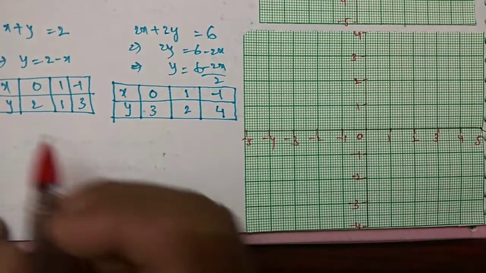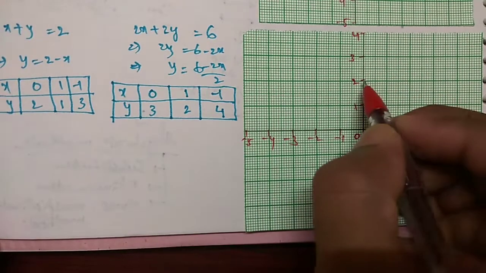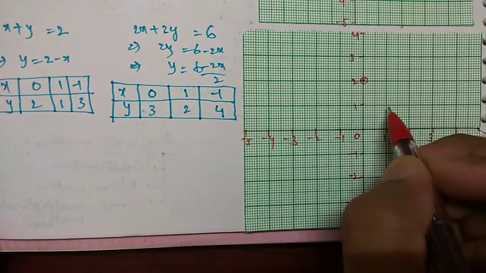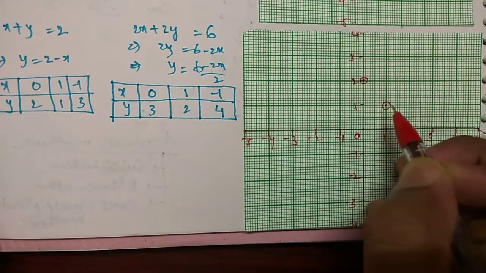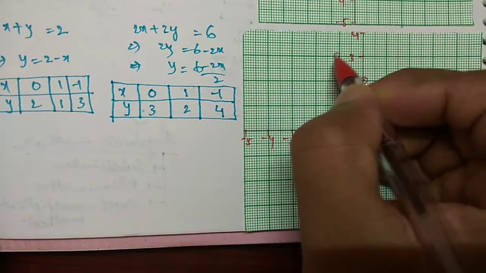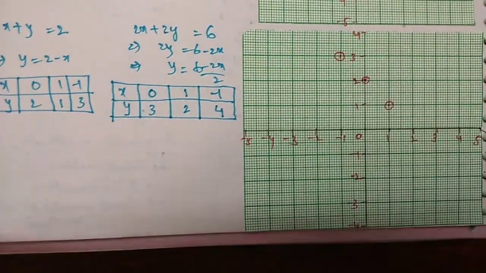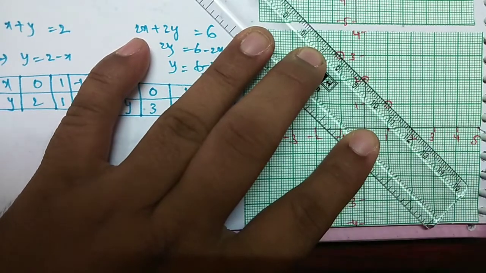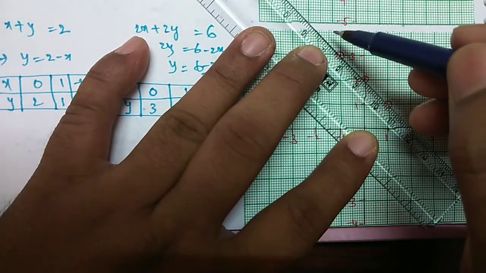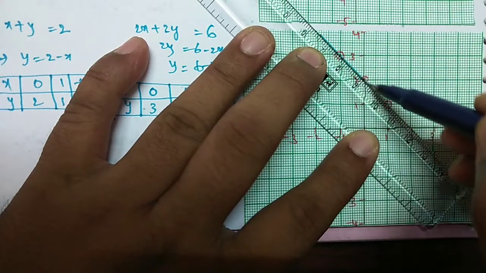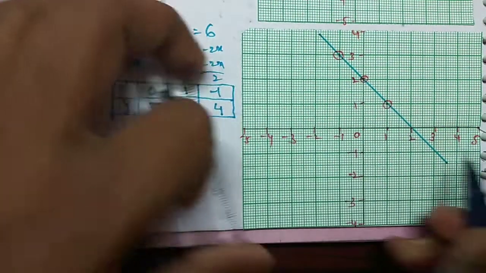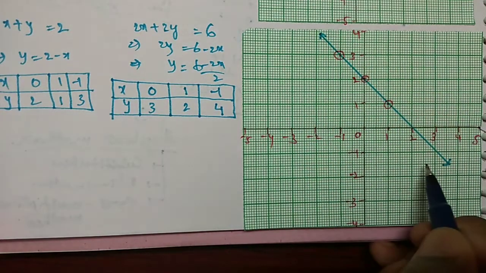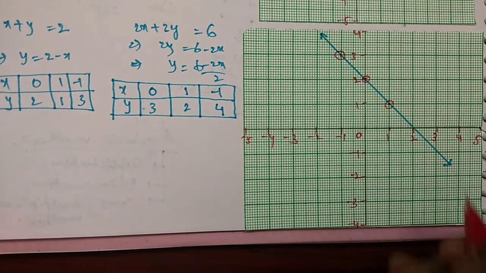Let us plot the points of the first equation: 0, 2; 1, 1; minus 1, 3. Join these points using the scale. So this is the graph of the first linear equation, x plus y equal to 2.